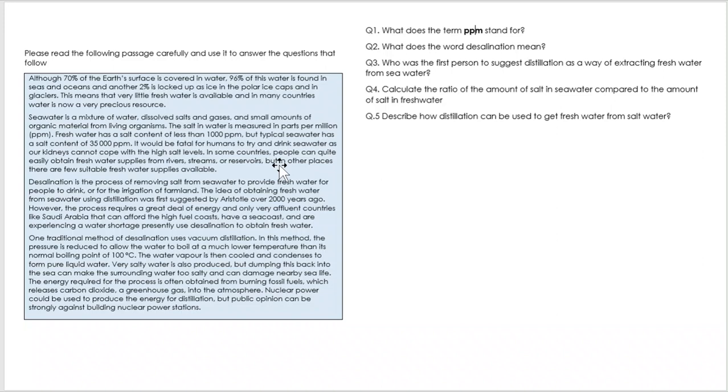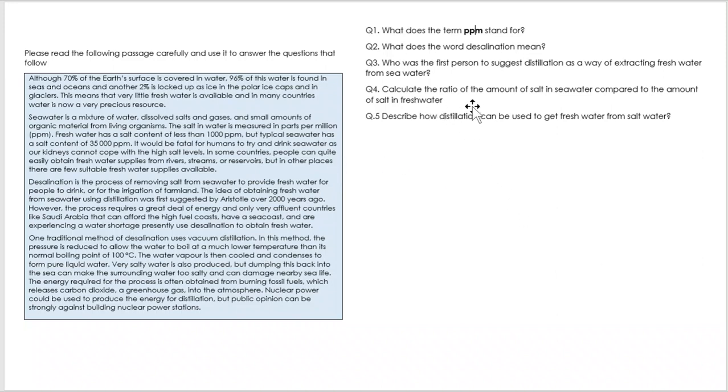What does the word desalination mean? Well, that is removing salt. So if we think about taking salt water and we remove the salt that's in there, then we end up with pure water. We end up with fresh water. So that's what the word means. The first person to suggest distillation as a way of extracting fresh water from seawater was Aristotle, and it was over 2,000 years ago, but a prime example of something that won't come up within the exam.